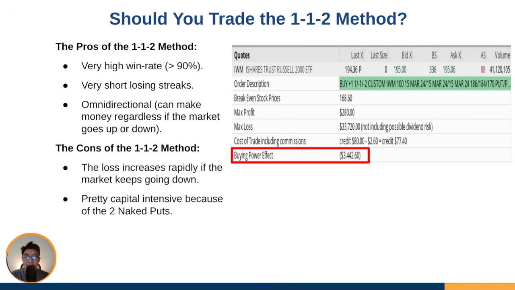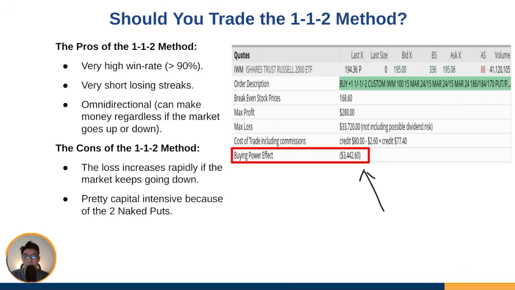Now, the next con is that this is pretty capital intensive because there are two naked puts, right? There are two naked puts. And as you can see down here, I'm using this on the IWM, right? If you use this on the IWM, you notice that the buying power effect is roughly about $3,442. So if you have a small account, let's say, for example, you only have $5,000 to start off with, then this strategy will definitely be a little bit too big for your account.